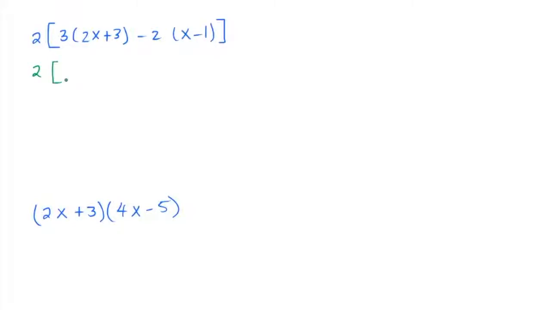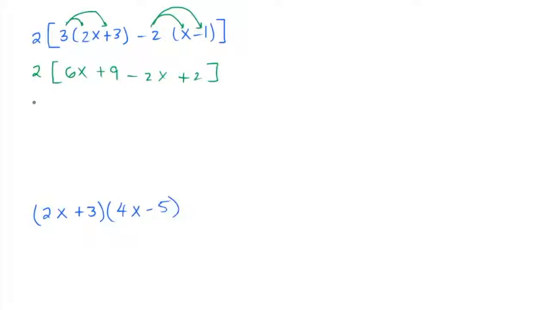So we're gonna rewrite this whole thing and multiply the 3 through this bracket and the 2 through this bracket, just like we did in the earlier example. 3 times 2 is 6x here, plus 3 times 3, so plus 9. Minus 2 times x, so minus 2x, minus 2 times minus 1 is plus 2.